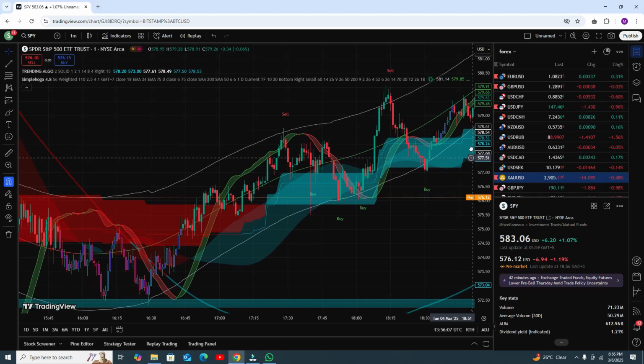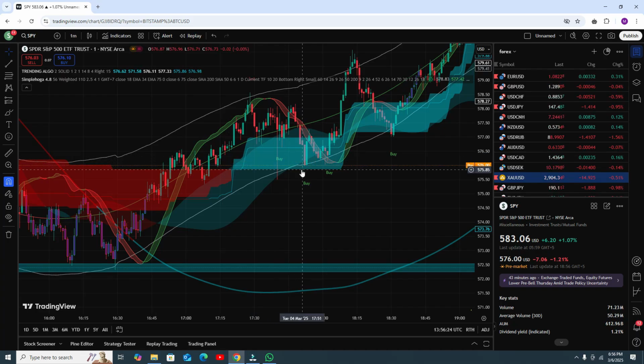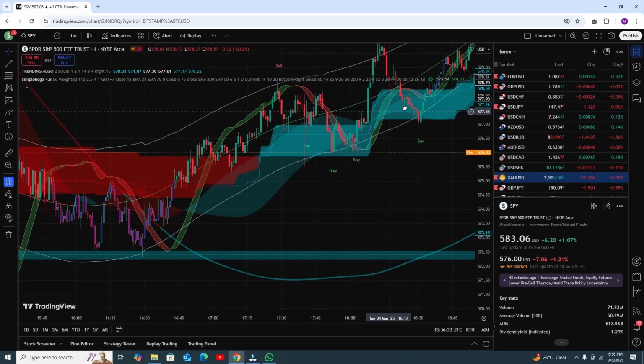So the conditions are very clear. There are two clouds here, you can see the first cloud and this one is the second one. Both should be blue, then you get the buy signal. The third thing is the trend line is blue, and the fourth thing is the RSI. Here you can see this is the RSI.